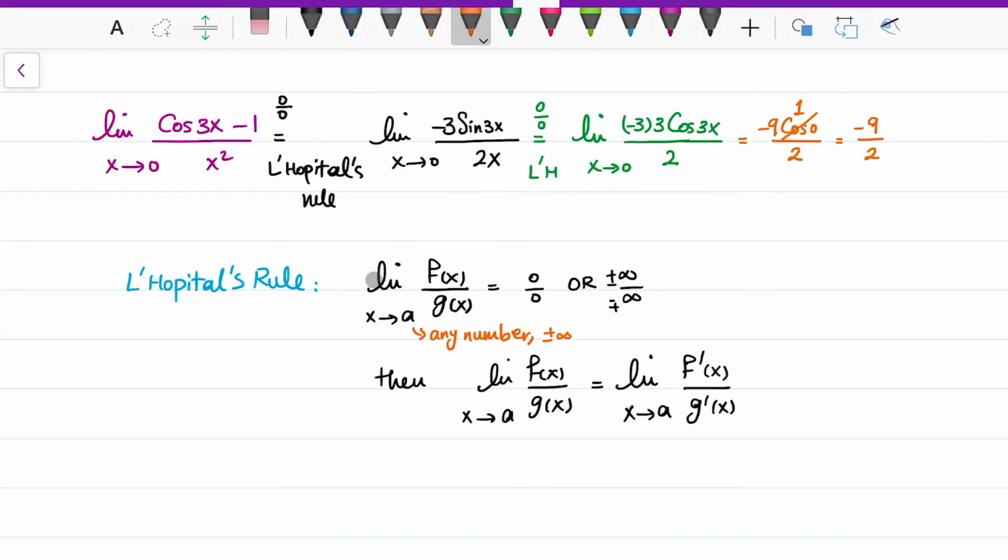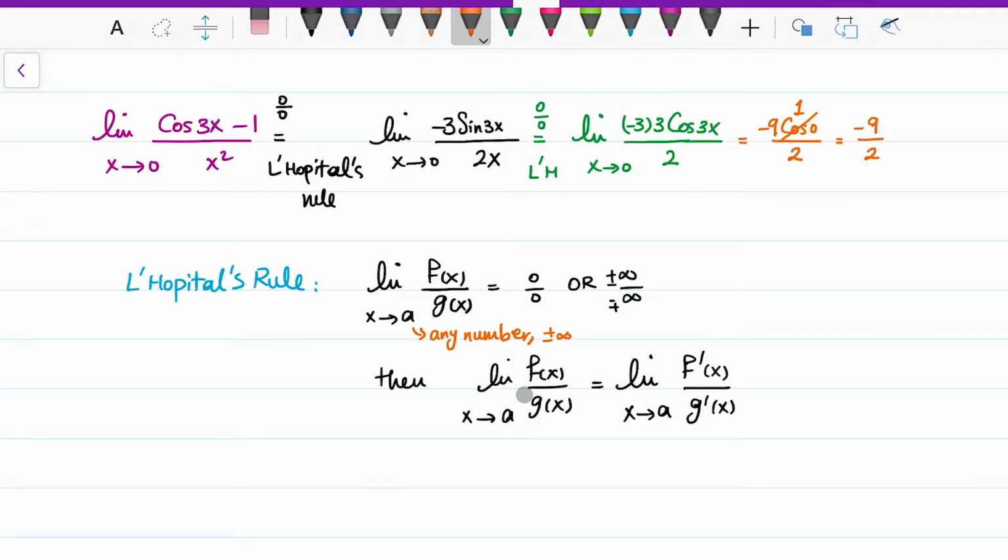So one more time, if we are taking the limit as x goes to any number or positive or negative infinity of a fraction, and then if we get 0 over 0, infinity over infinity, these cases are indeterminate. So how can we get a number instead of indeterminate? We write this limit as the limit of derivative of top over derivative of bottom, and the answer for this limit is exactly the answer for your question for that.